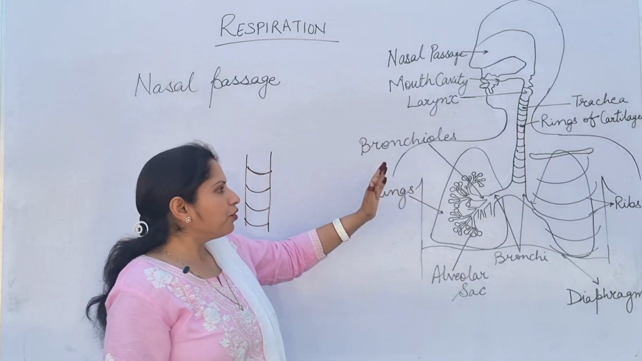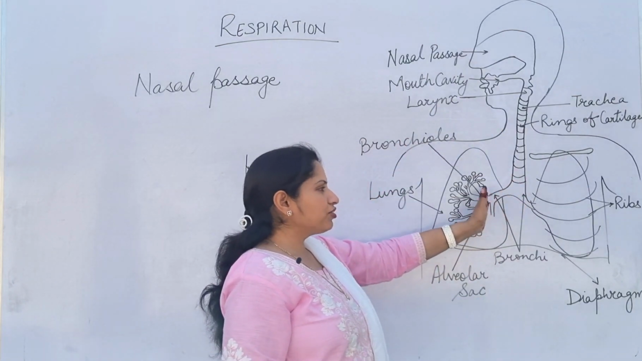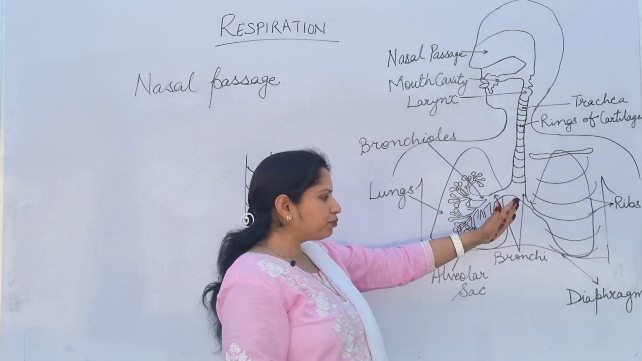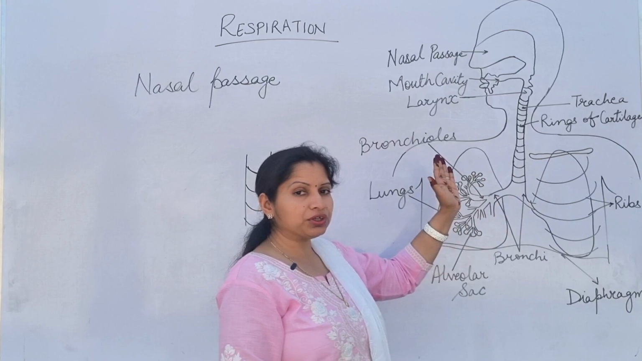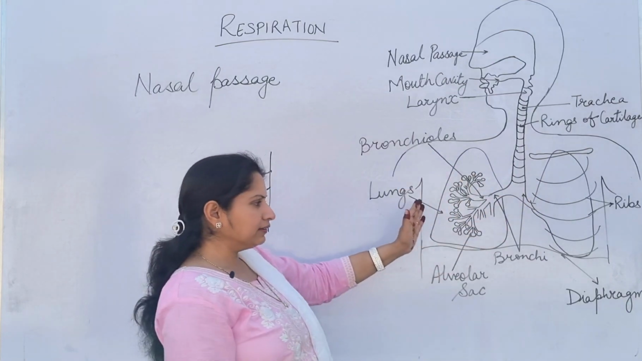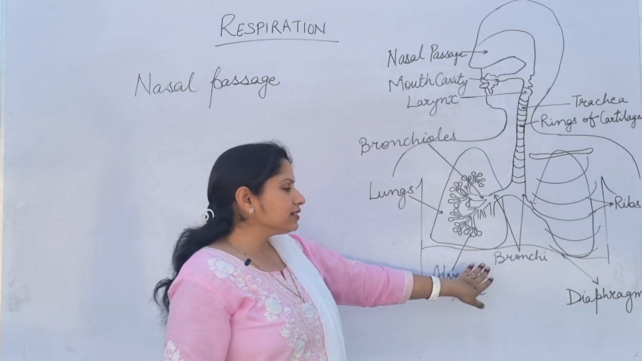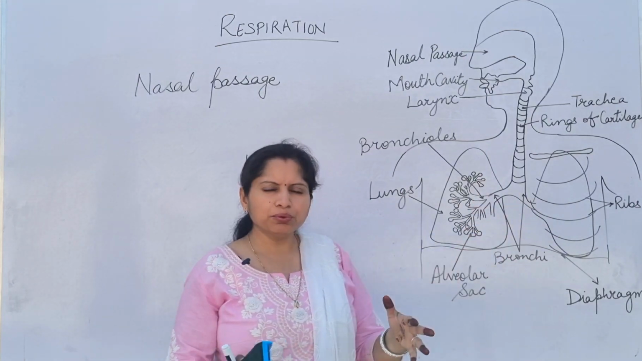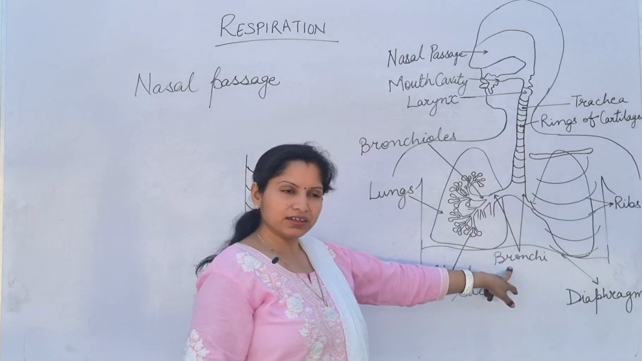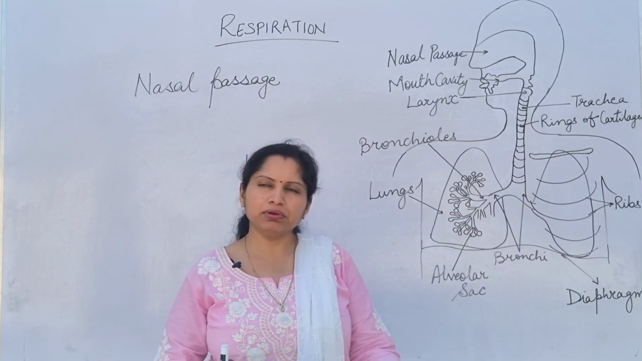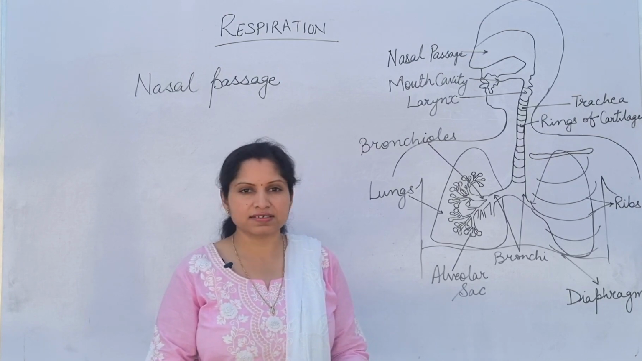Now the trachea is going to divide into two bronchus, and each of the bronchus is going to enter into the lungs, one into the right lung and the other into the left lung. The plural of bronchus is bronchi. There are two bronchus, so we commonly call them bronchi. Plural is bronchi, singular is bronchus.